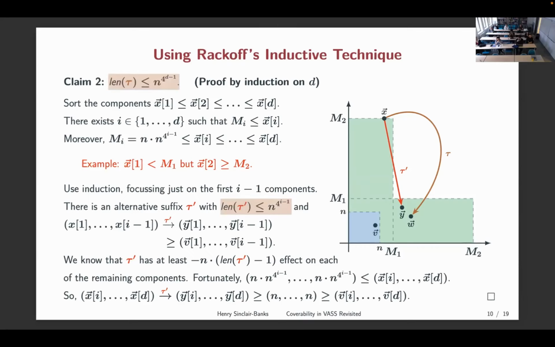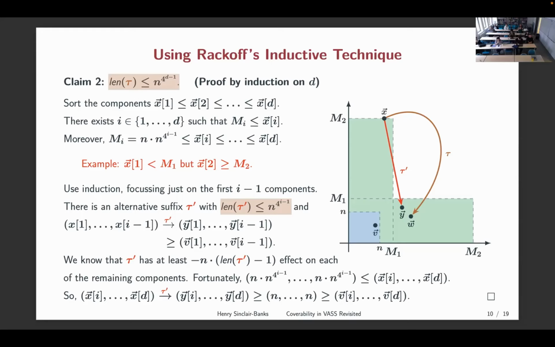So we discussed I to D. How did we conclude about 1 up to I? We just invoke the inductive hypothesis. So we're supposing that for components 1 through d minus 1, there is a run of length n to the 4 to the I minus 1 for which you witness coverability. And so we just get this for free.